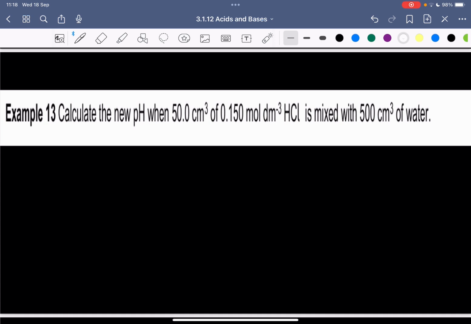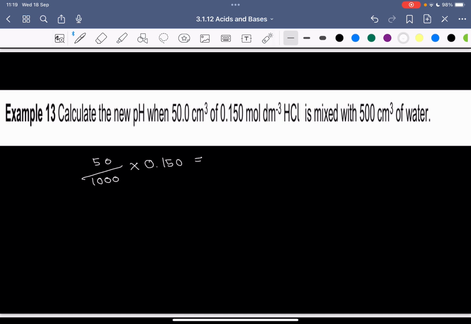Okay, so the old volume of hydrochloric acid is 50 centimeters cubed. Okay, so I'm just going to convert that to decimeters cubed. So I get 50 over 1,000. And I times that by the concentration. And so here I've done old volume times old concentration. Just remember that I've converted the volume into decimeters cubed.